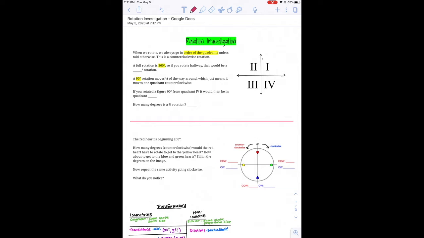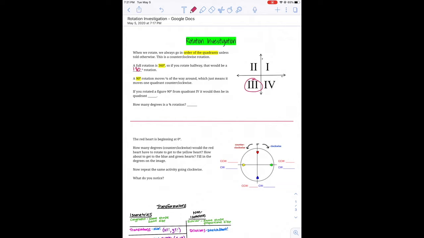A full rotation would be considered 360 degrees. So if you rotate halfway, that would be a 180 degree rotation. A 90 degree rotation is half of that. So that's a quarter of the way around. And it actually ends up meaning that you're just jumping one quadrant at a time counterclockwise. So if you started in quadrant 3 and you did a 90 degree rotation, remember, you have to go counterclockwise, so you're jumping one quadrant over.